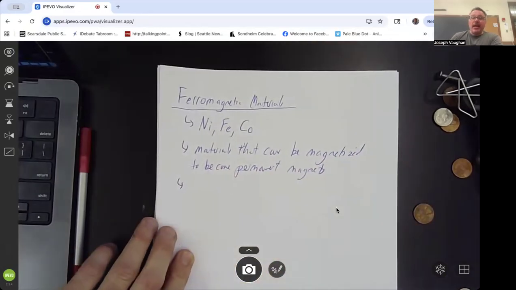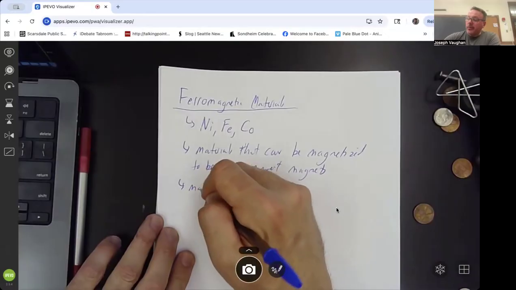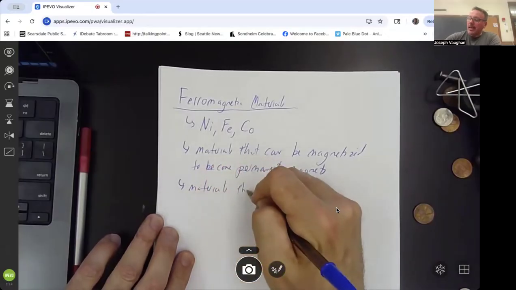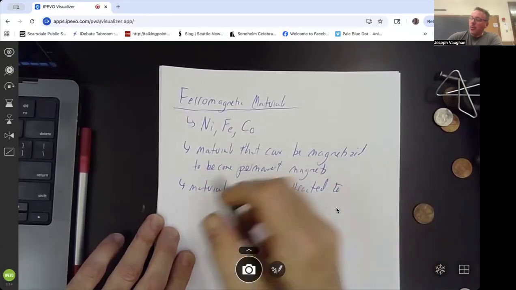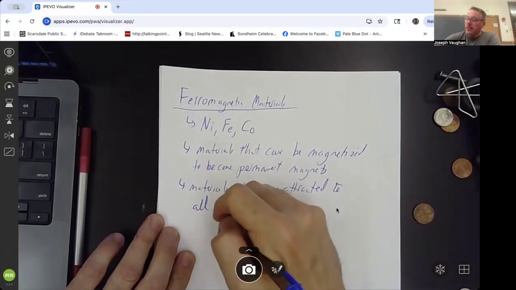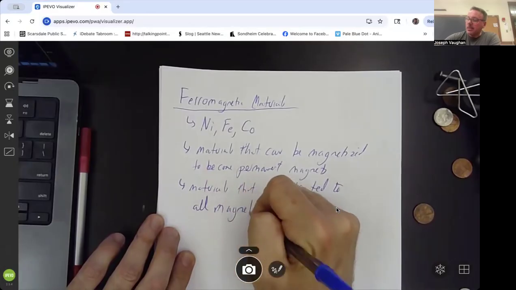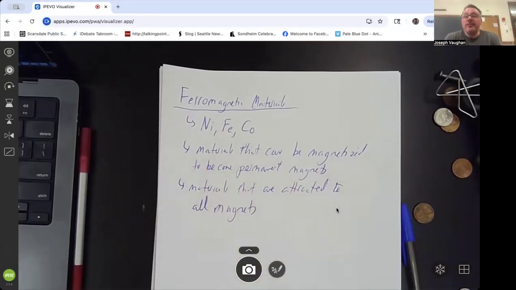In the same way, I can also say these are materials that are attracted to all magnets. In the same way that we have an unprepared material is attracted to all charge, it gets polarized, and then that object is attracted. We're going to say that unmagnetized ferromagnetic materials are also attracted to all magnets.